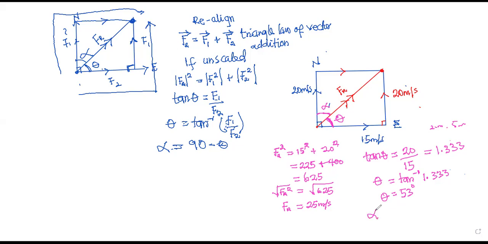So the angle it makes with the north axis, because this whole angle is equal to 90, I must subtract theta from 90. So 90 minus 53 degrees will give me the angle it makes with the north. And this must be 37 degrees. So that's how to find the direction in this case.